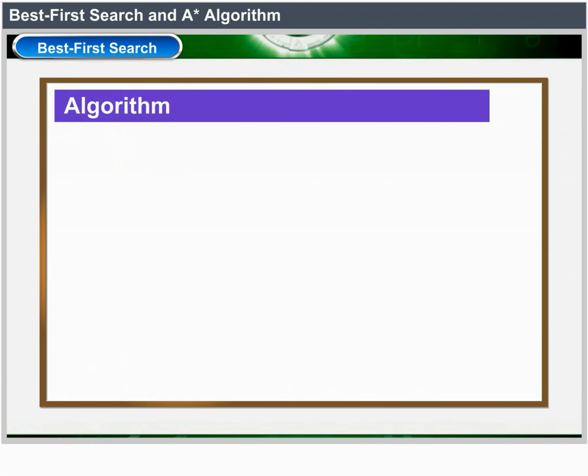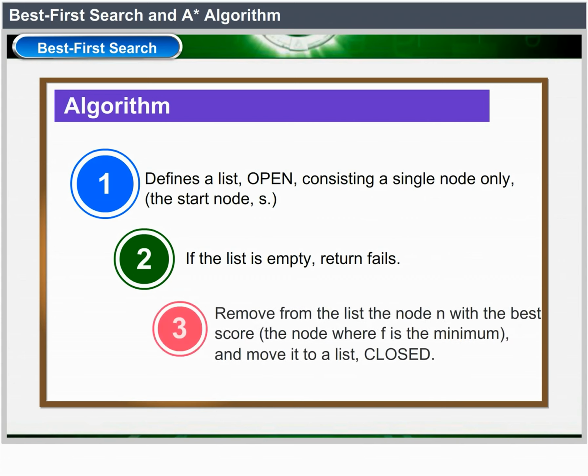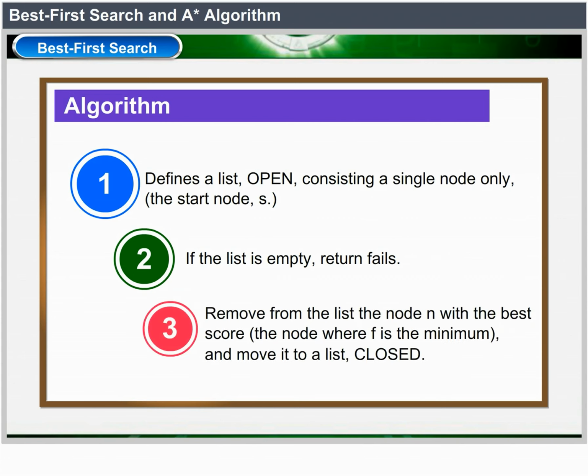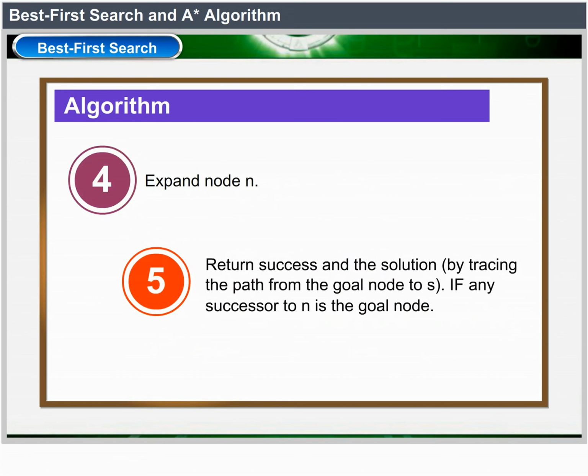The algorithm defines a list, OPEN, consisting of a single node only, the start node. If the list is empty, return failure. Remove from the list the node N with the best score, the node where F is the minimum, and move it to a list CLOSED. Expand node N. Return success and the solution by tracing the path from the goal node to S if any successor to N is the goal node.